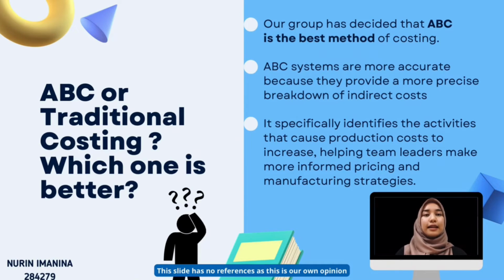Our group has decided that activity-based costing, or ABC, will be the best and most relevant method of costing to be used these days. Although traditional costing systems are much simpler and easier to implement, they are not as accurate as the ABC system, as they can result in significant undercosting and overcosting. Activity-based costing systems are more accurate because they provide a more precise breakdown of indirect costs.